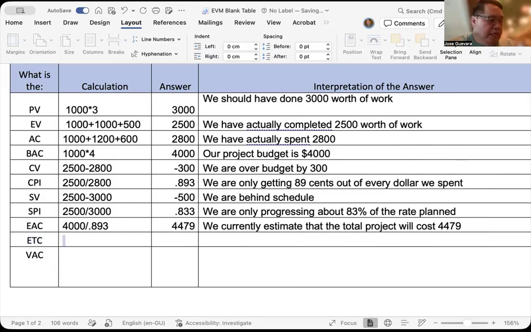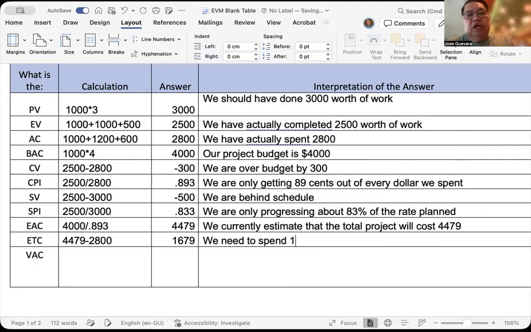Therefore, the estimate to complete is 4,479, EAC, minus the actual cost that we have spent, 2,800, will give us an answer of 1,679. And we can say that we need to spend 1,679 to finish the project.